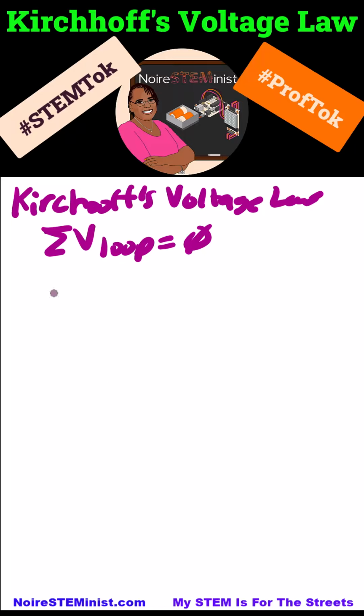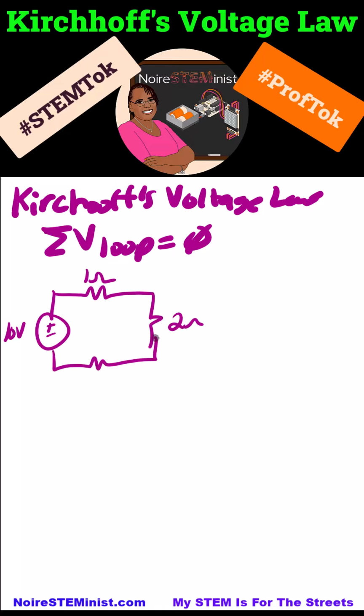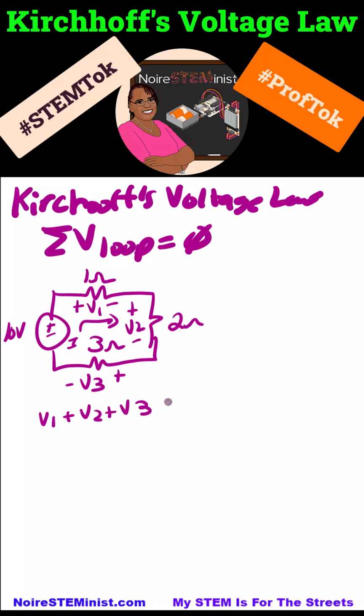So like this. You'd have a voltage source here. Let's say it's 10 volts. And you'd have 1 ohm, 2 ohms, and 3 ohms. So Kirchhoff's voltage law says that the sum of the voltages around this loop has to equal 0. So that would mean that V1 plus V2 plus V3, which are all voltage drops for our current, has to equal our voltage rise, which is 10.